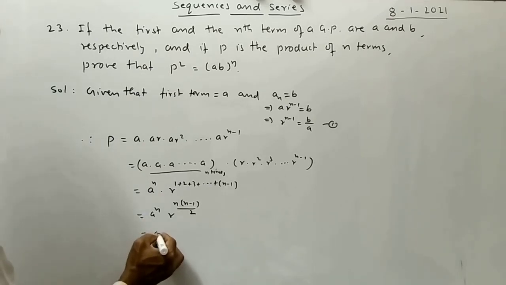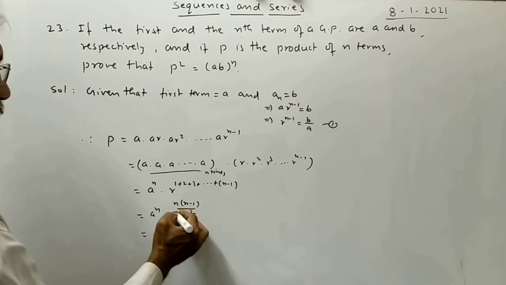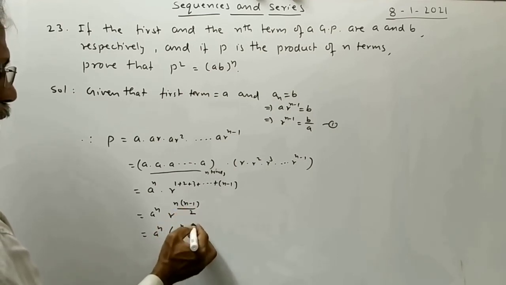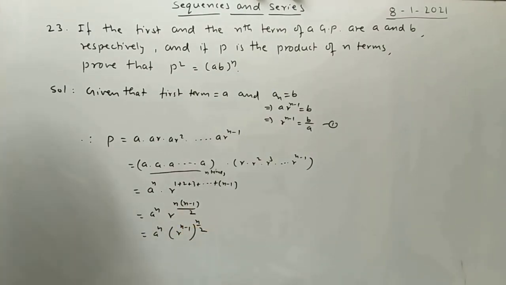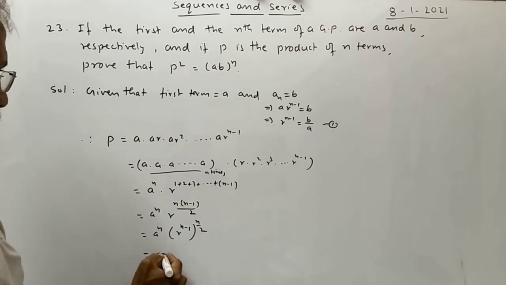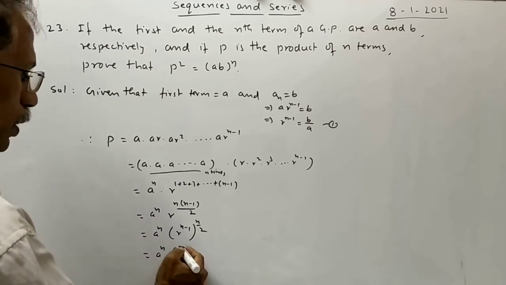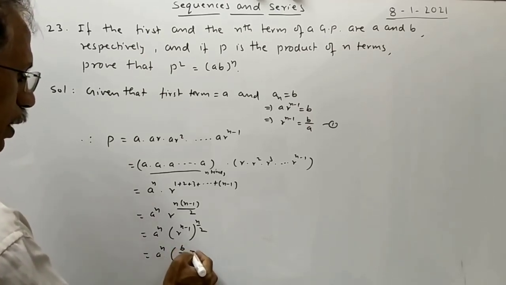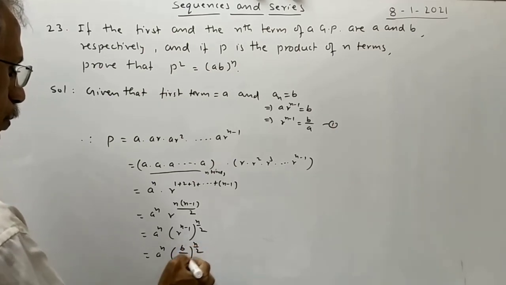Is equal to a raised to the power n into, let me write, r raised to the power n minus 1 whole raised to the power n by 2, is equal to a raised to the power n into r raised to the power n minus 1 is b by a, whole raised to the power n by 2.